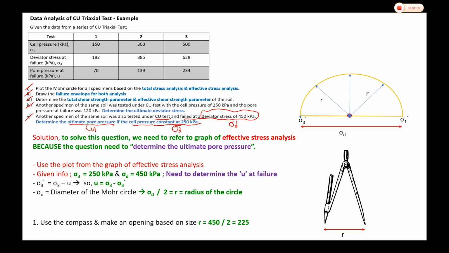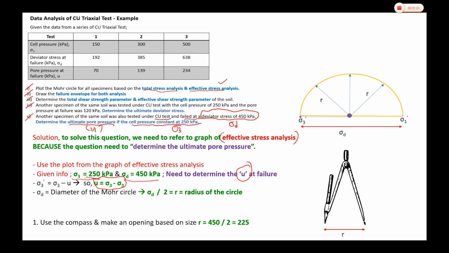Now this question mentions U, so firstly we need to refer to the graph of effective stress analysis. Remember that in questions 1 to 3 we needed to plot the Mohr circle for total stress and effective stress. But to solve questions 4 and 5, we will refer to the effective stress analysis graph. Again, the given information is sigma 3, which is 250, and sigma D, and we need to determine U.